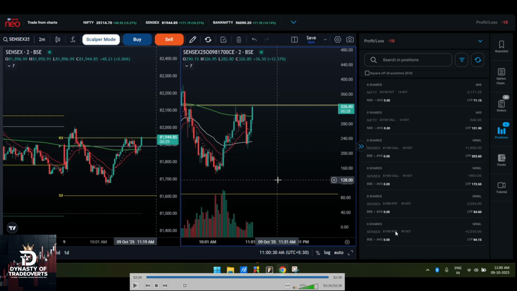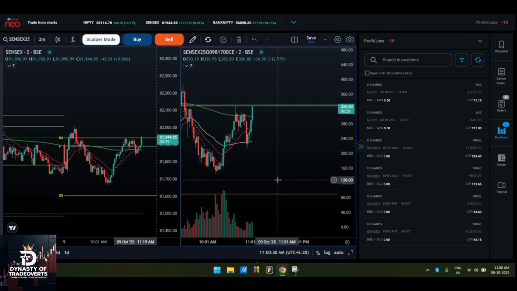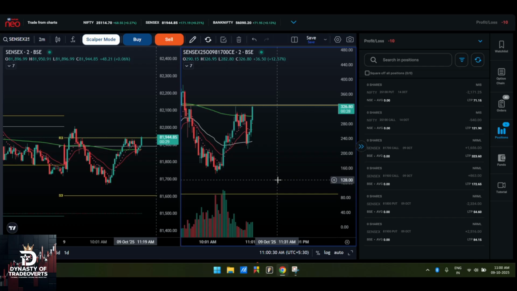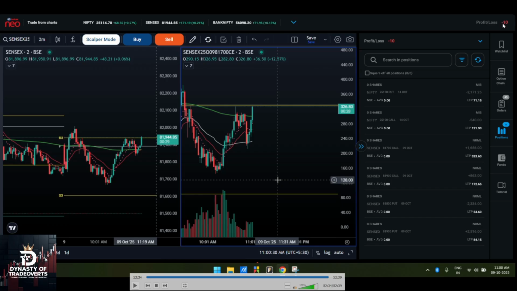Okay, the 81,700 call and 81,900 call. The LTP of this is around 172 at this point. It also doubled from this point. At least it touched 340 rupees in the next 2 or 3 immediate candles I'm talking, but I did not hold. So, I'm ending the day with 10 rupees loss, but this is not the case.